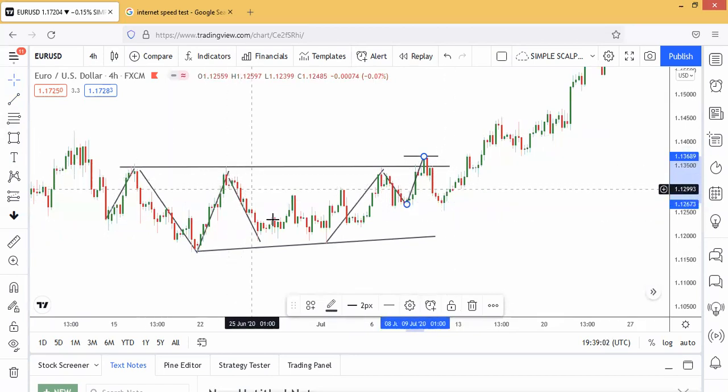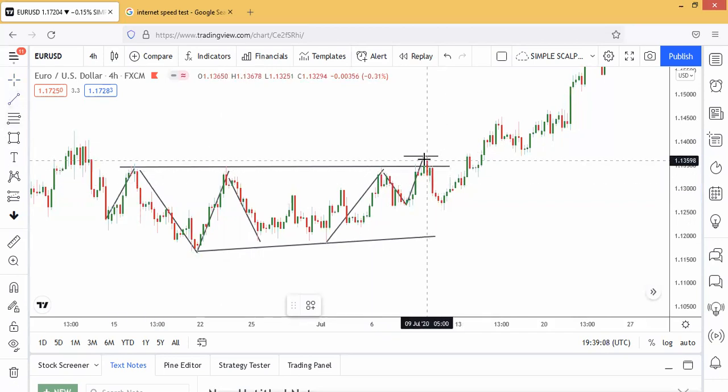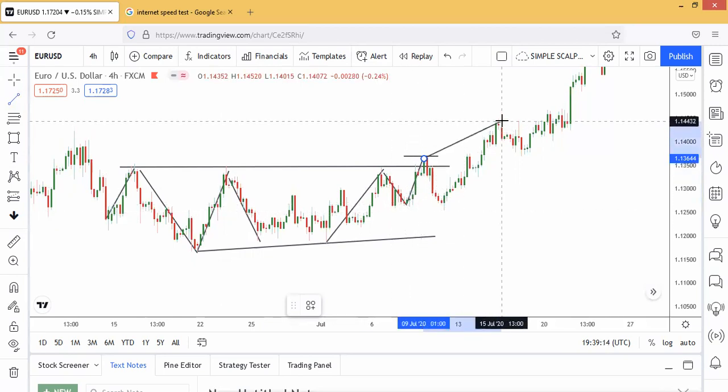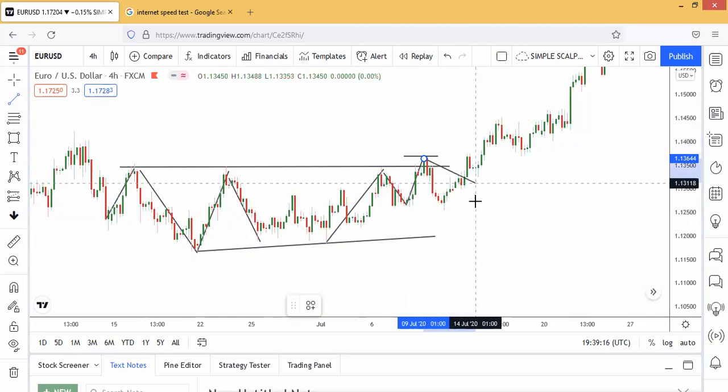This we call fake out. Fake out in the sense that price now dropped back to grab all the stop losses before the continuation to the upside. Okay, I hope this is very, very clear.